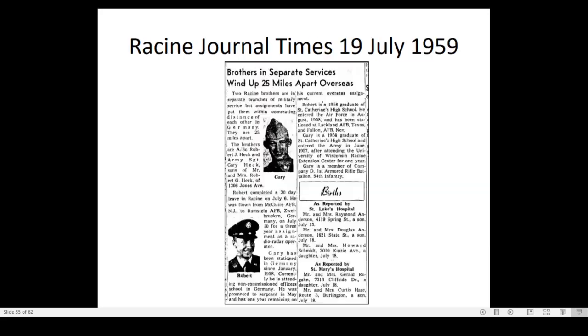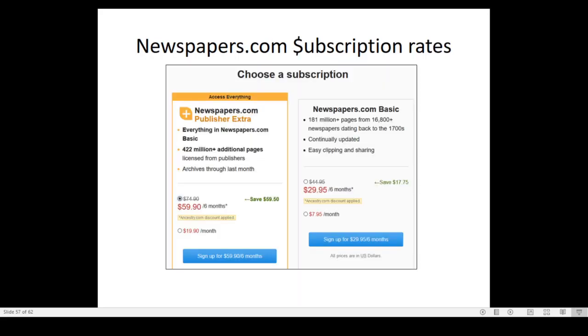Now, what I did is I was able to pull this up. And what it is, it's an article, that's me, right there. I was 18 years old there. That's my brother Gary. And my brother Gary was in the Army, I was in the Air Force. He was already in Germany, and I was being assigned to Germany for 3 years. And it turned out we were 25 miles apart. So we got to visit each other fairly often. So there's the article.